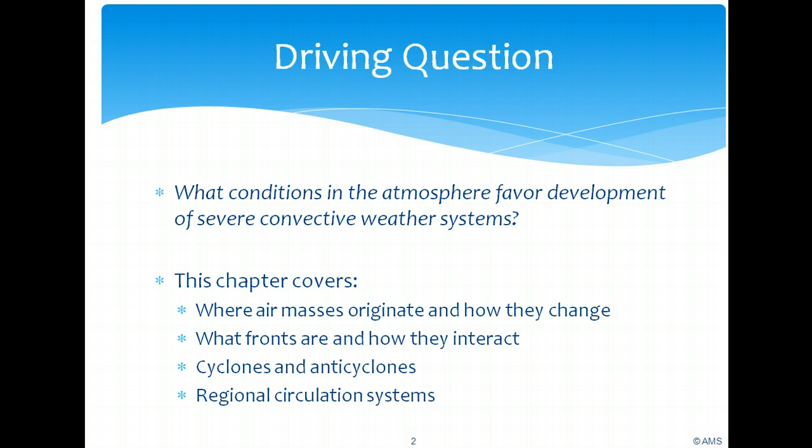We're going to talk about extratropical cyclones, their life cycle, the conveyor belt model, some of the principal cyclone tracks, talk a little bit about winter storms. We're going to also deal with anticyclones and local and regional circulation systems.